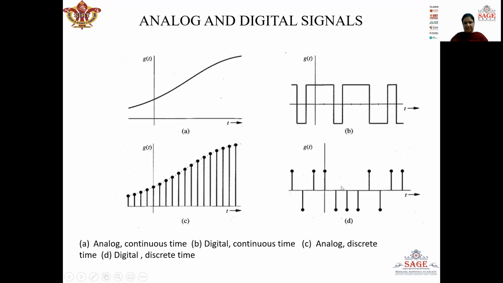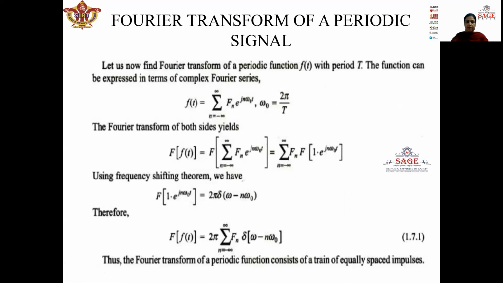And the third signal is a digital and discrete time signal. It is a discrete time signal because it is defined at fixed instances of time. And it is digital in nature because the signal takes only two values on the amplitude axis, either positive or negative. Now, first we will see how to find the Fourier transform of a periodic signal.